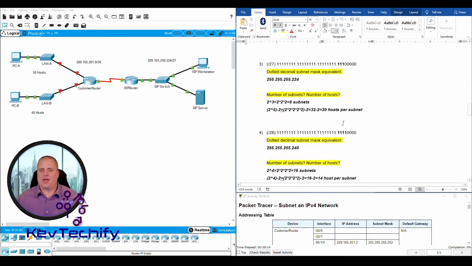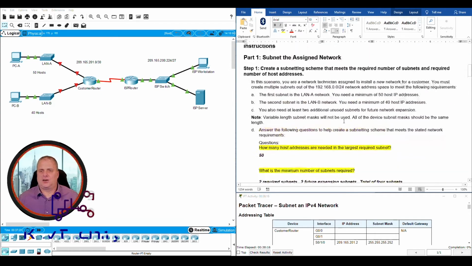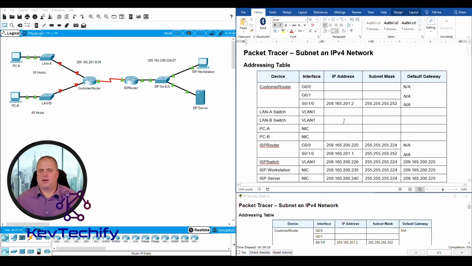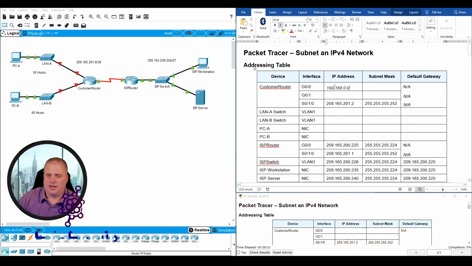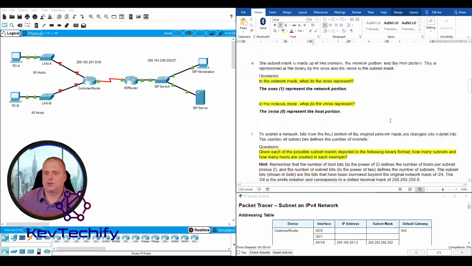Okay, let's scroll back up here. We have customer router. Use the first IP address, 192.168.0. Network address was 0, but you can't use that one because that's the network address. You have to use the first usable address. That would be a .1. Our subnet mask. Oh, let's go down and see what the question is.